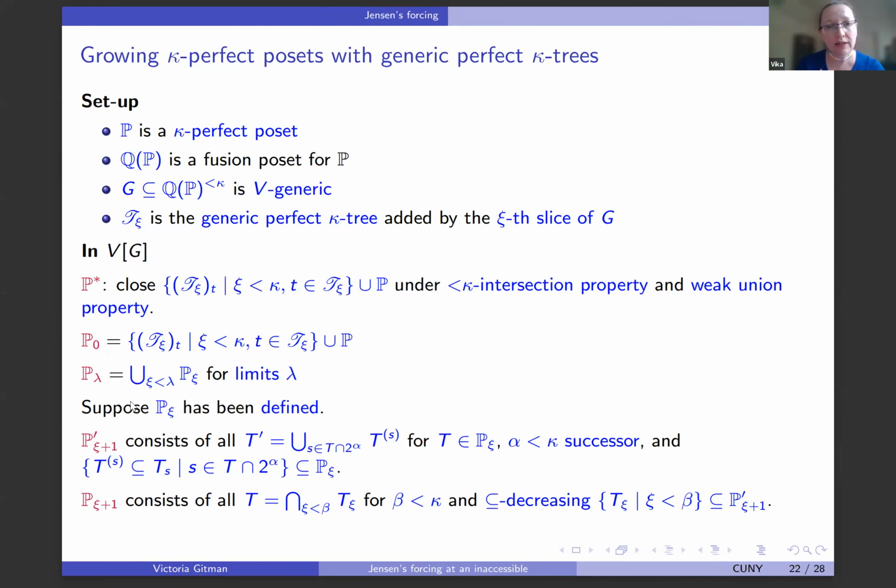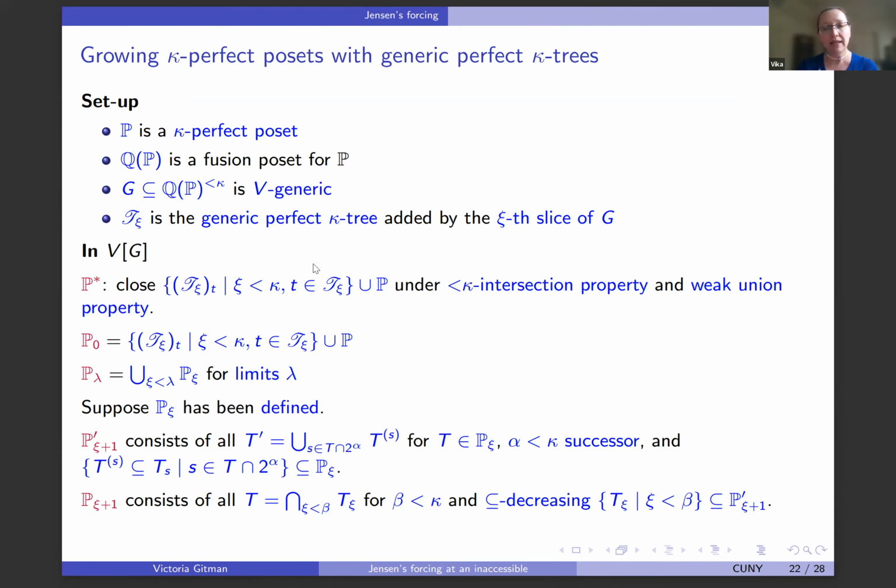All right, so our setup is the same as before, essentially. The setup is that we want to now grow our kappa perfect poset P to this larger poset P star as before. So we start with the kappa perfect poset P. We have a fusion poset. We force with the kappa length product of it to add kappa many generic trees.